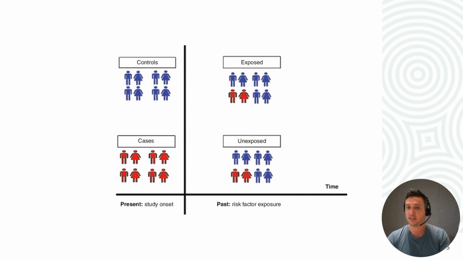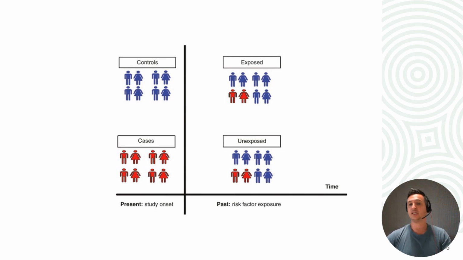So we have to select individuals who do not have the disease or condition, but who are similar to the cases in other characteristics. We often say that both the cases and the controls in case control studies should really be sampled from the same population. They should differ in no other way than that one group has the condition and the other group does not.